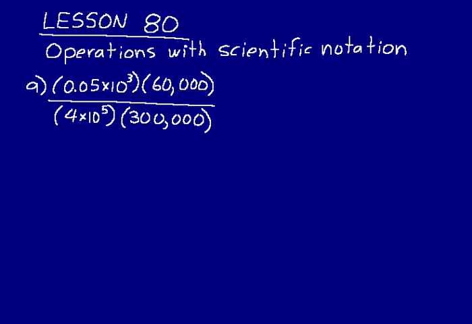Lesson 80 is on operations with scientific notation. You were introduced to scientific notation back in Lesson 74, so if you're still not real good with scientific notation, you might want to go back and review that lesson before doing this one. And I think the best way to understand how to do some operations, and the operation we'll be doing is multiplication, doing that with scientific notation, I think you can just do some practice problems to learn how to do that. So look at practice problem A.